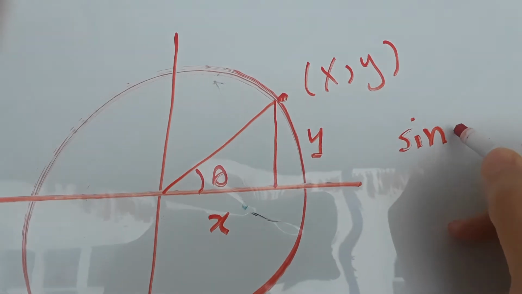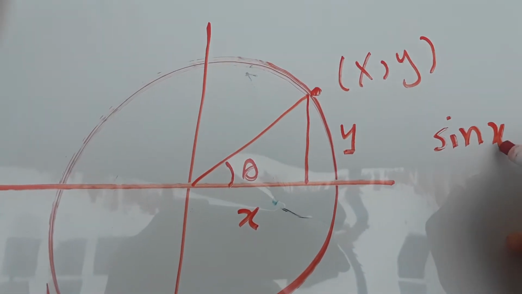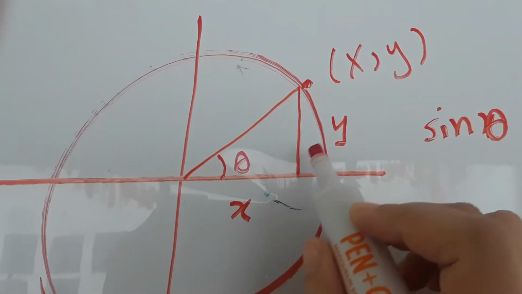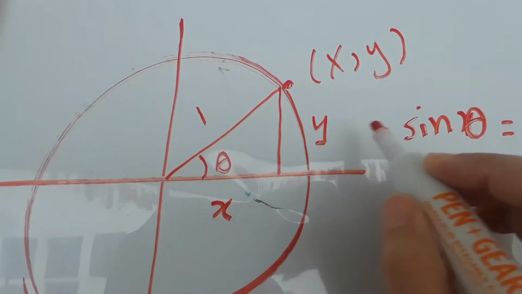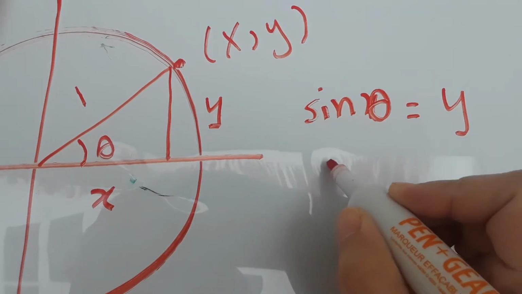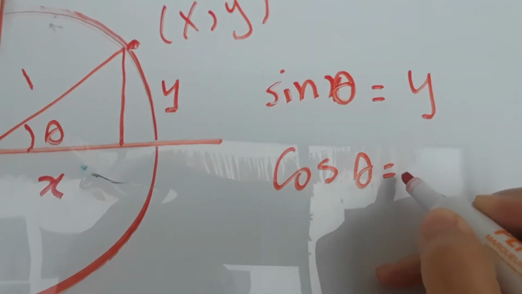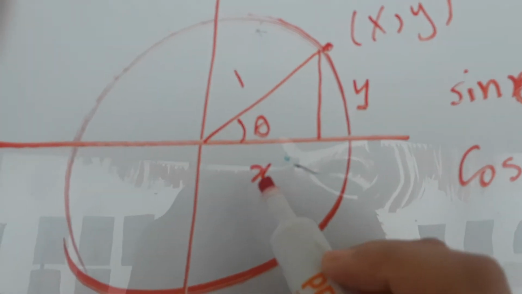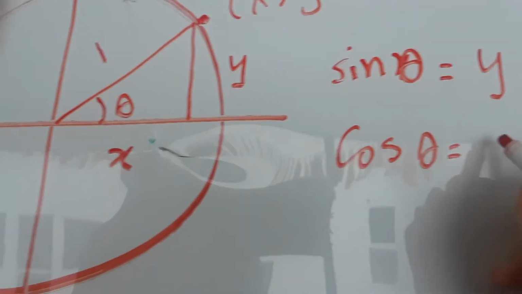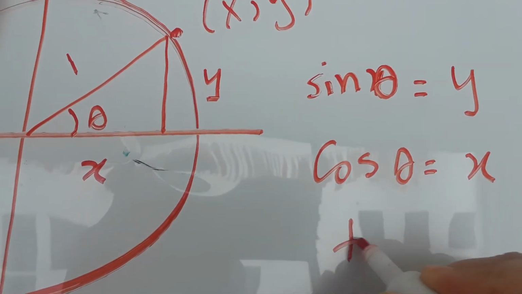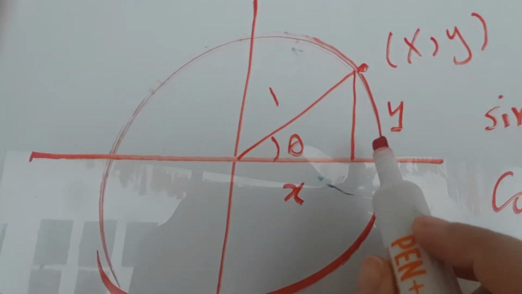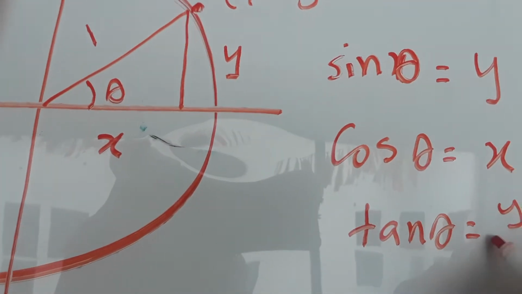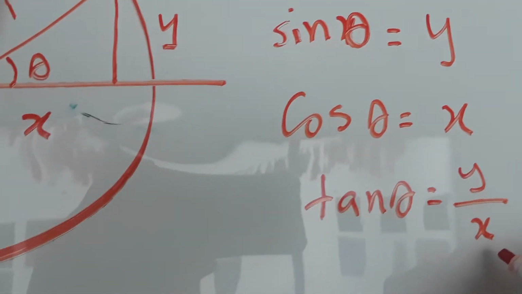If I want to say what is sine of theta, it is equal to y over 1, since it is a unit circle. So it's going to be y. Cosine theta is equal to adjacent over hypotenuse, so it's equal to x. Tan theta is equal to what? Opposite over adjacent. It's going to be y over x. So that's going to be enough for me.